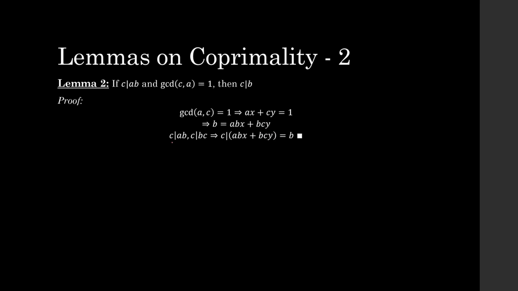And so we know that C divides AB, that's given here. And we know that C divides BC, because BC is equal to B times C. So by the linearity property, C divides ABX plus BCY for these values of X and Y that we have here.